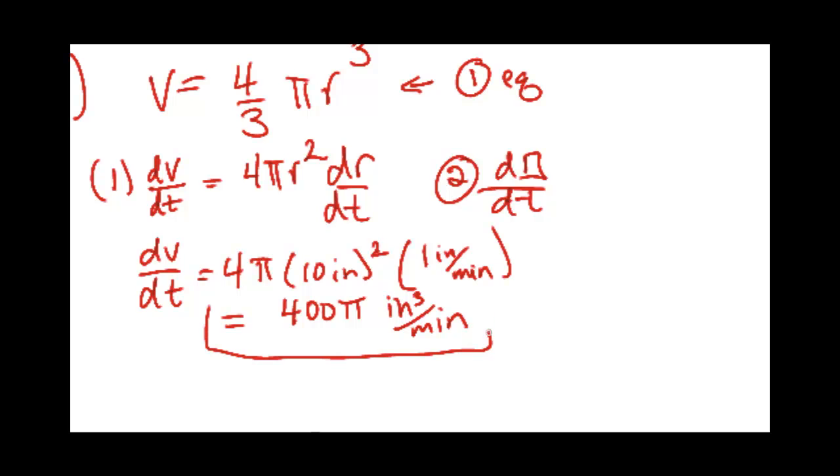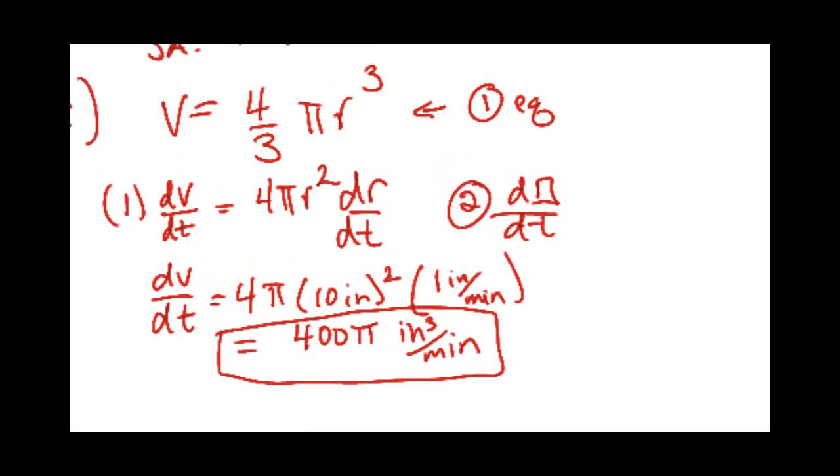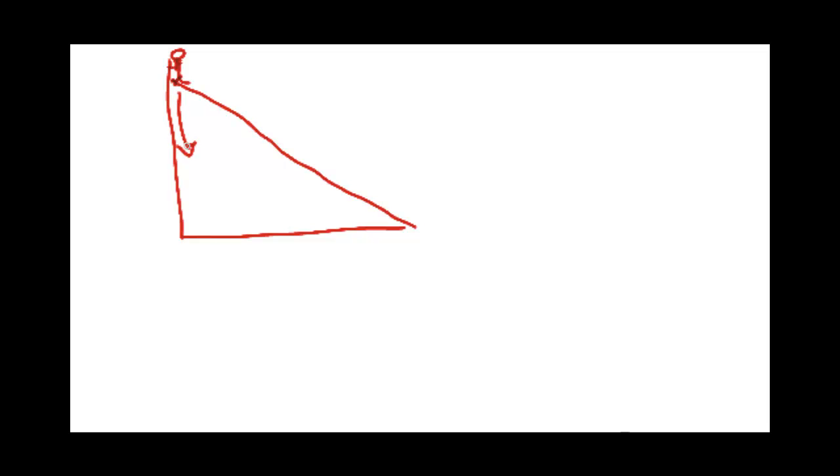Let's look at something else. Let's look at a slightly more complex example. Let's say that I'm on the side of my house painting the side of my house when this ladder that I'm on slips and all of a sudden starts falling down at a rate of 2 feet per second, and the ladder is 25 feet long.